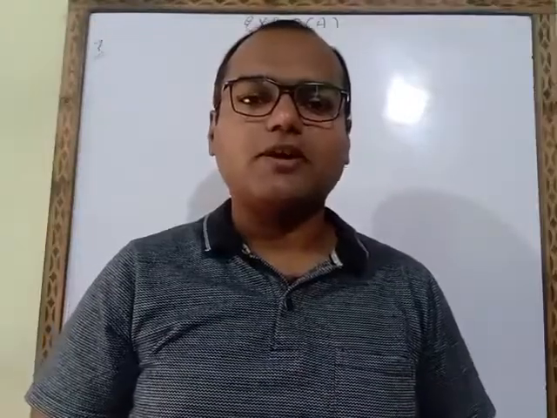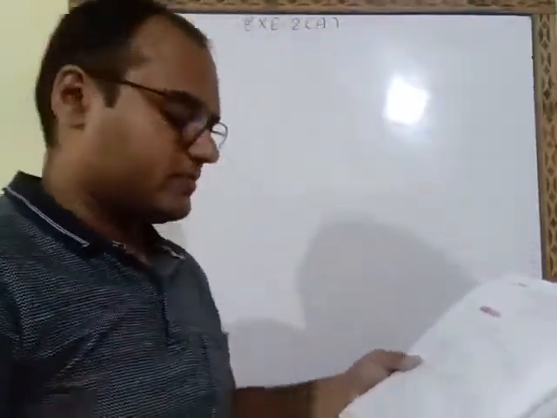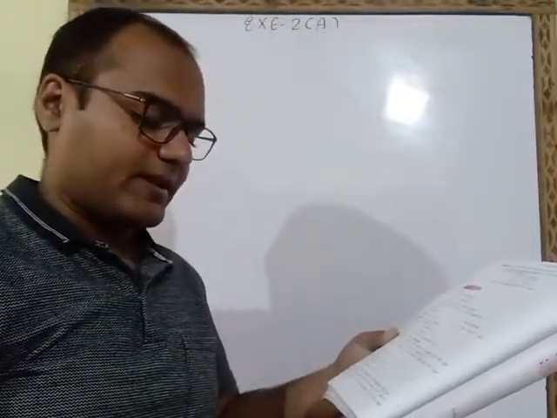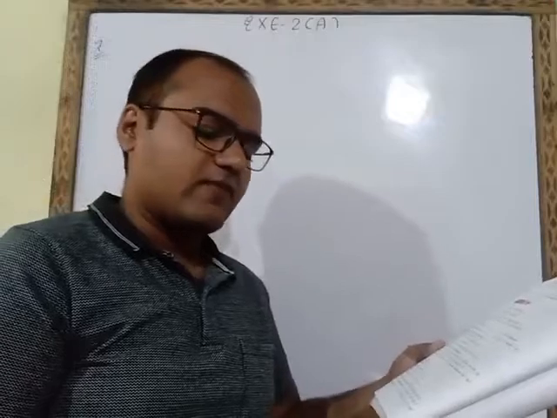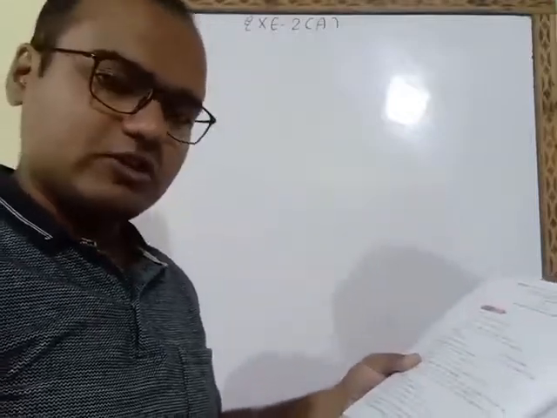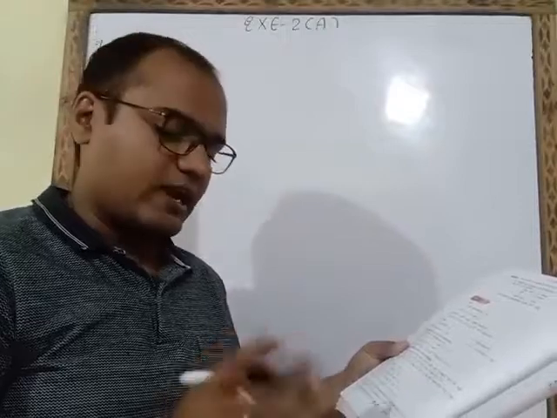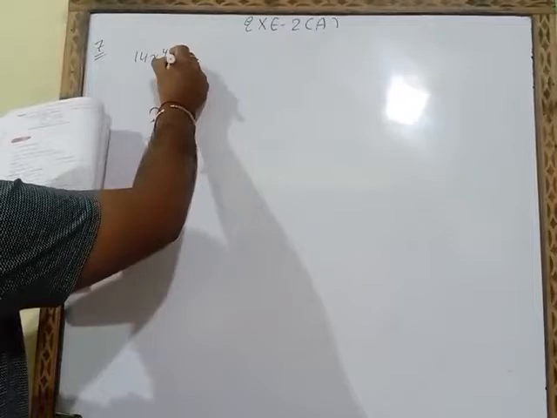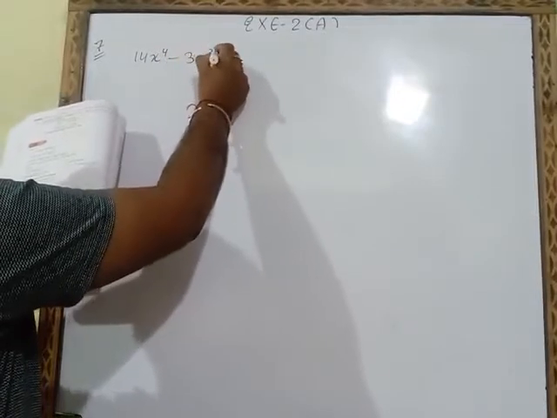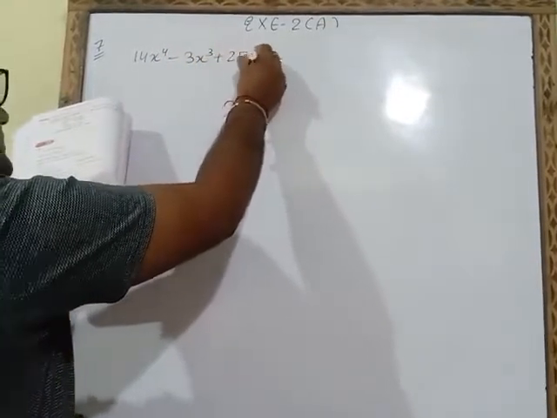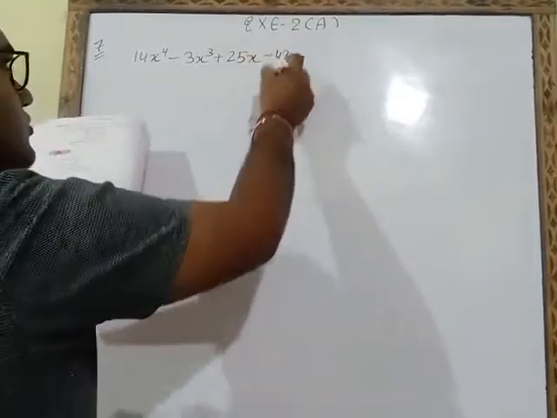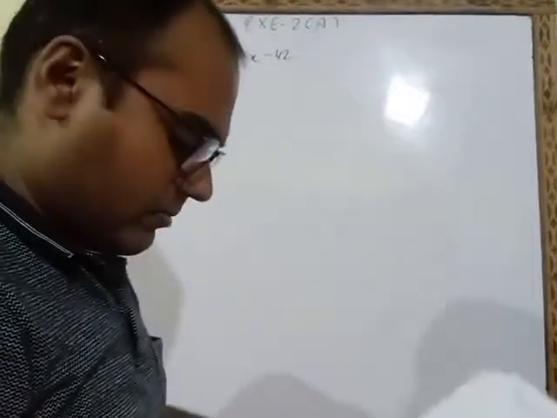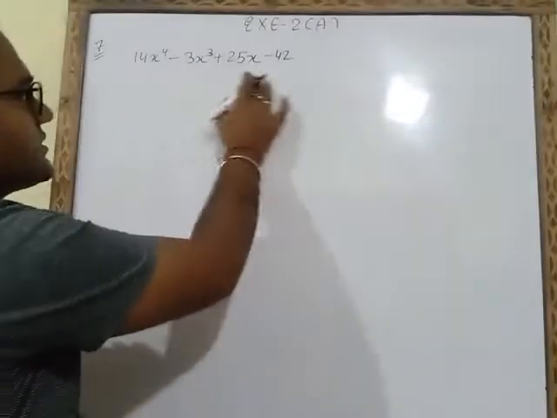Now come to question number 7th. 7th question is, what should be subtracted from 14x power 4 minus 3x cube plus 25x minus 42. So subtraction question is this. So what is written after from? That we will write first: 14x power 4 minus 3x cube plus 25x minus 42. This is the algebraic expression, and question is what number should be subtracted from this.